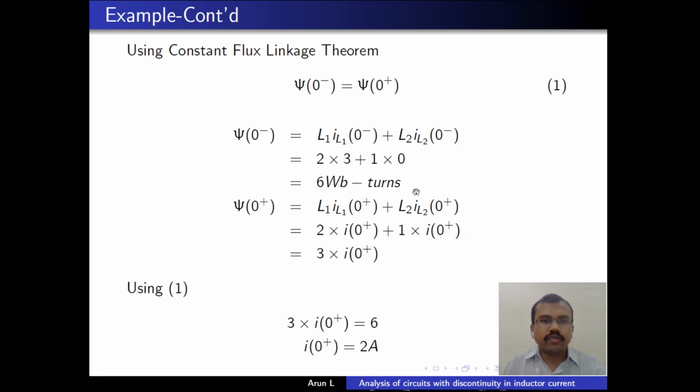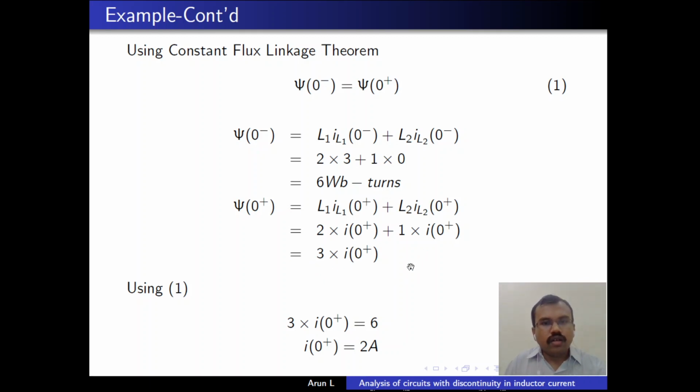The values we already know. L1 is 2 Henry and IL1(0-) we have calculated, it is 3 amperes. L2 is 1 Henry and IL2(0-) is 0. So the total flux linkages at t equal to 0 minus will be 6 Weber turns. Now we can evaluate the flux linkages at t equal to 0 plus.